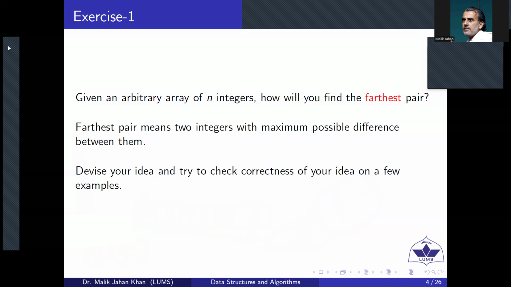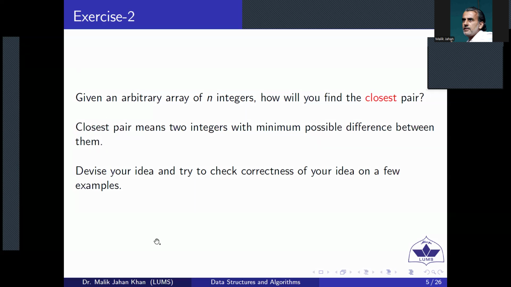Okay, let's move to the next exercise. Given an arbitrary array of n integers, how will you find the closest pair? The only change in this exercise is that the farthest pair has been replaced with the closest pair. So we have to find the pair of two integers such that their difference is the minimum possible across all other pairs. So pause the video over here, try to deliberate, think about the idea. How will you find it?